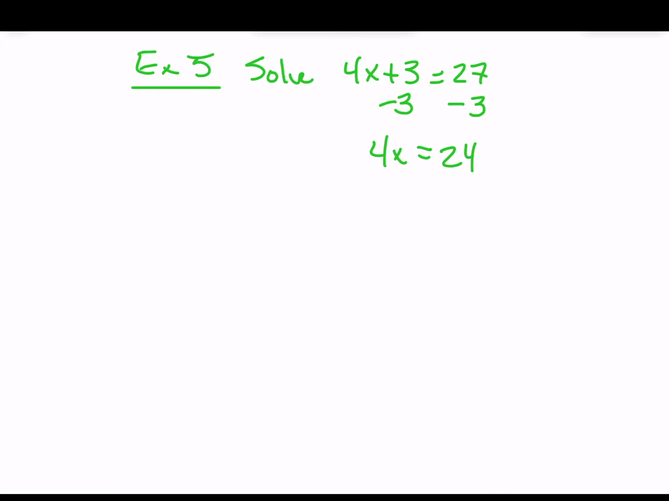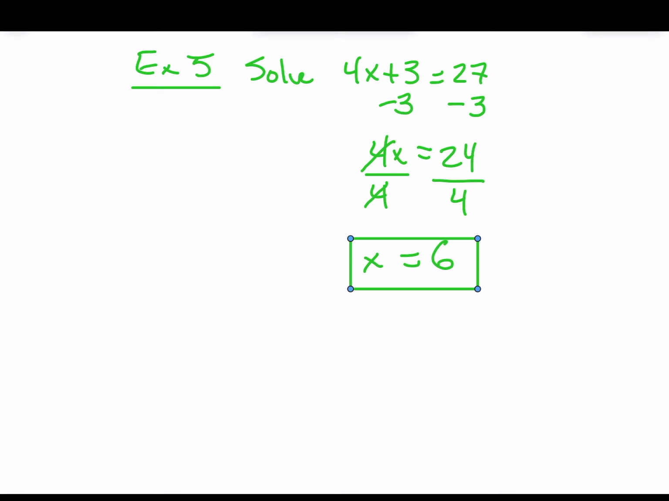Now on the left-hand side, we have 4 times x. The way we undo multiplication is through division. So we'll divide both sides by our coefficient, which is 4. On both sides, the 4's cancel on the left-hand side, and we're left with x is equal to 24 divided by 4, which is 6.